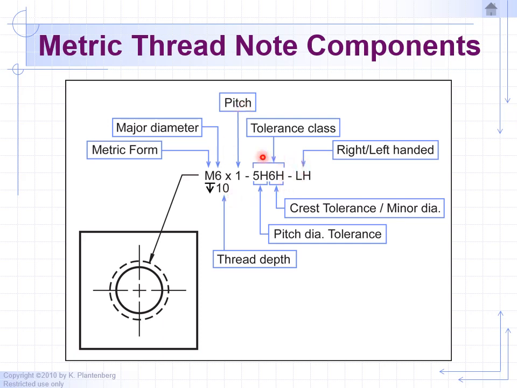And most drafters and engineers, when they look at this, will not know what they're looking at. This is something that you can look up in the back of your textbook in the index, and this will give us the class and tolerance to be used on the threads. So again, this is something you look up in the back of the textbook. And once again, we have to call out whether it's right-handed or left-handed threads.